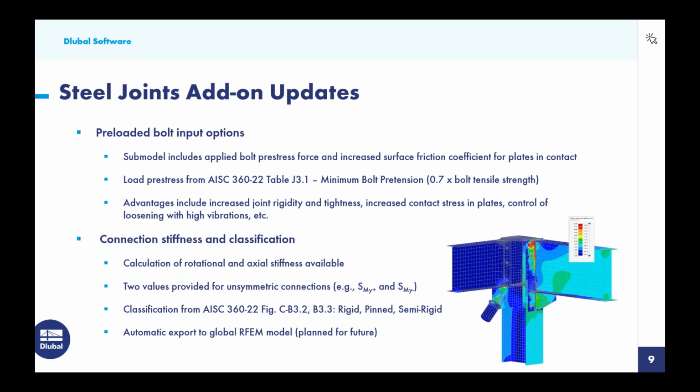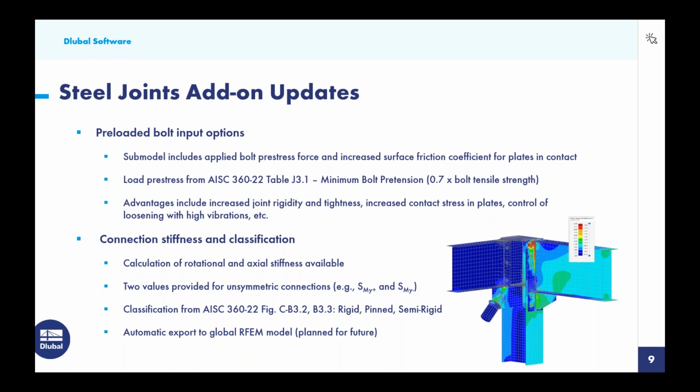In addition, we're going to see an increased surface friction coefficient for those plates that are in contact. Now, the load pre-stress within that submodel does come from AISC table J3.1, and we're going to reference that 0.7 factor times the bolt tensile strength. So the advantages of a preloaded bolt or slip critical connection really increases the joint rigidity and tightness. Also, we're going to see that increased contact stress in the plates before additional loads have been applied. If we have a high vibration environment, we're obviously going to see better control of the loosening of the connection and other benefits.